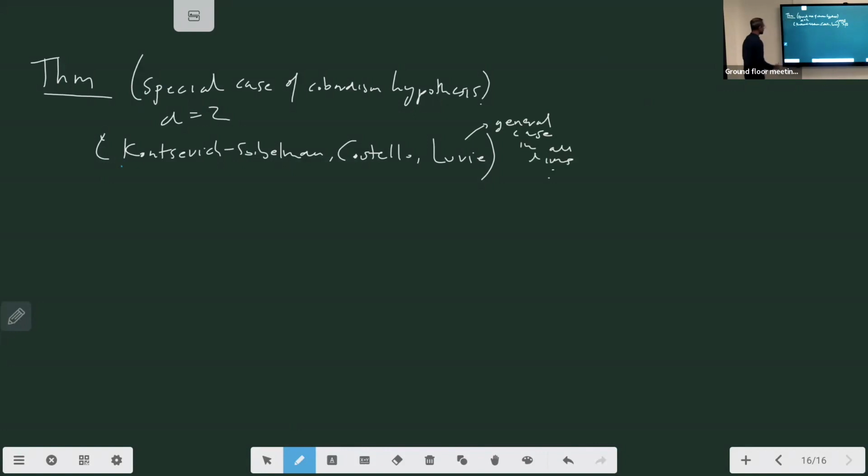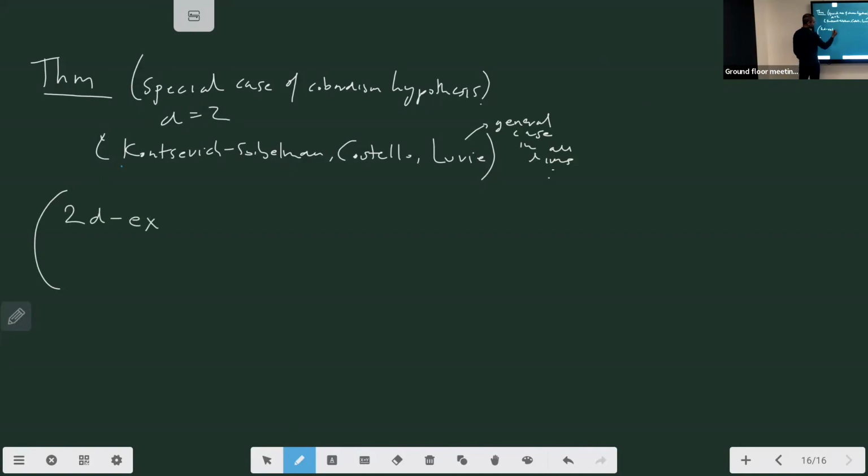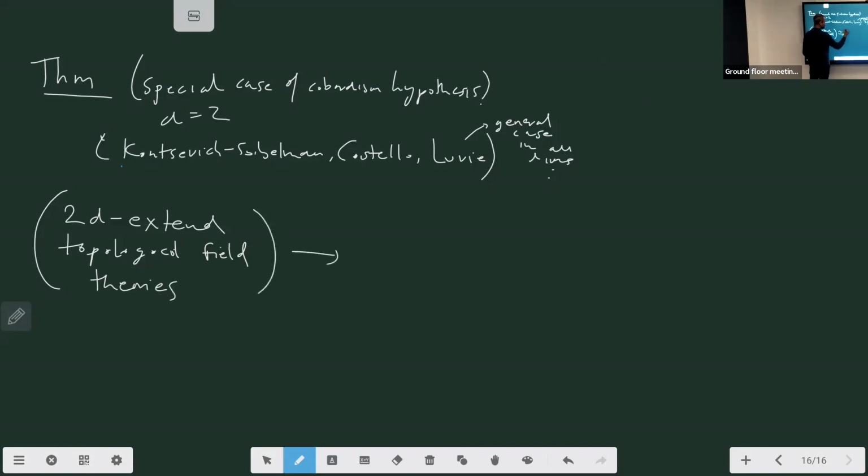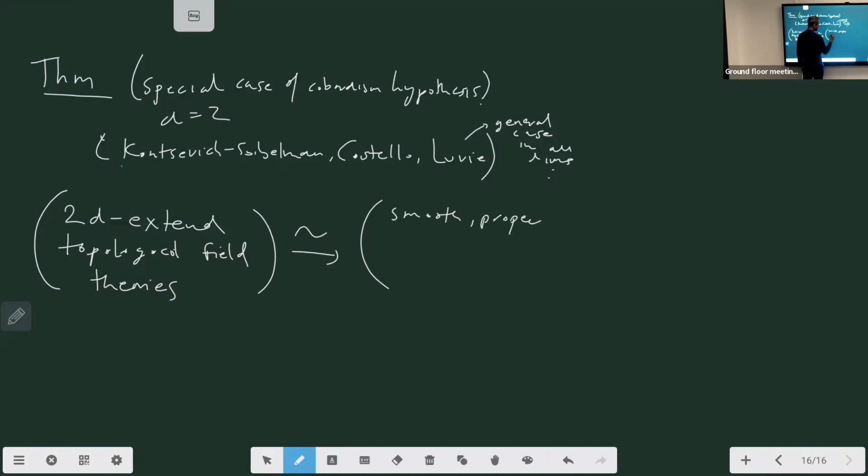And so what does it say? It says the following, that two-dimensional extended topological field theories are equivalent, meaning the data of a two-dimensional extended topological field theory is completely specified by giving a smooth and proper DG category, differential graded category.